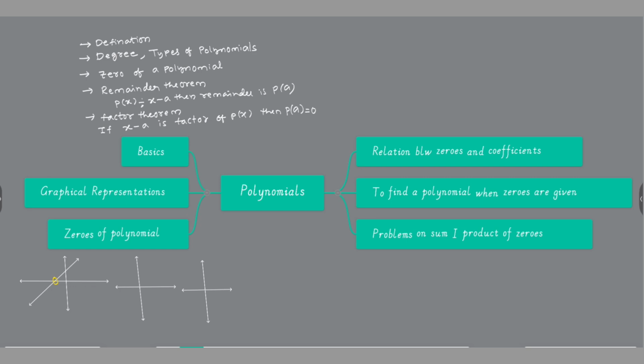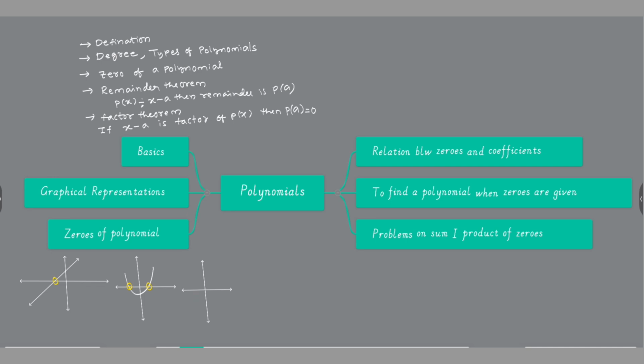For example, the first one is intersecting the x-axis at one point. We should not see the y-axis. Where it is intersecting the x-axis, we have to observe. First one, it is intersecting the x-axis at one point, so the number of zeros is 1. Sometimes we'll be having a graph like this, parabolic shape. It is a graphical representation of a quadratic polynomial. So here also we will be having different ways. For example, like this, because it is intersecting the x-axis at 2 points, we say that the number of zeros is 2.